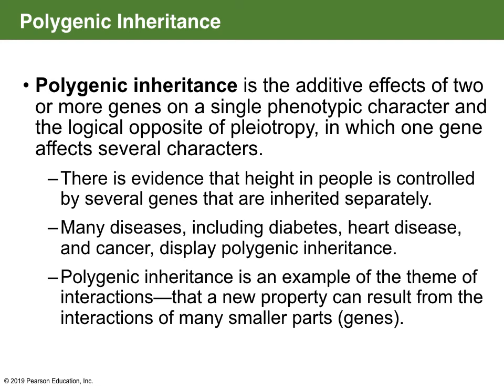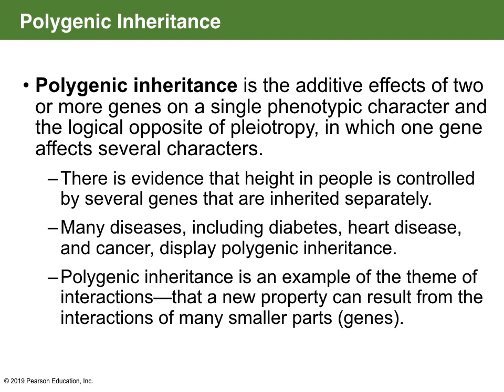And you generally see this with characters that have gradations, right? Height in people is controlled by several genes that are inherited separately. So collectively, these genes are going to determine a person's height. Many diseases, diabetes, heart disease, cancer, display this polygenic inheritance. It isn't like you're looking for one gene to contend with. And the neat thing is that polygenic inheritance is an interesting example of interactions, where many smaller parts interacting can result in new properties.